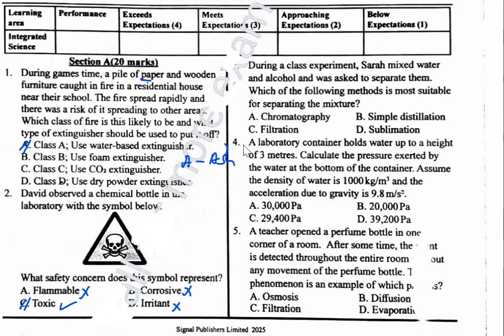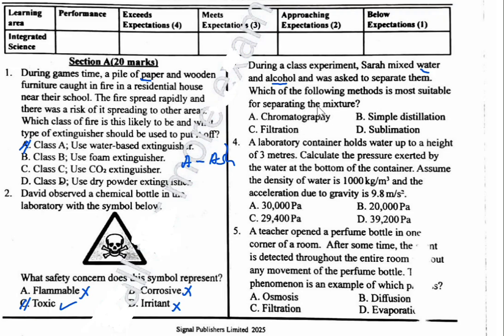We continue with question number 3. During a class experiment, Sarah mixed water and alcohol and was asked to separate them. Which of the following methods is most suitable for separating the mixture? A, chromatography. B, simple distillation. C, filtration. D, sublimation. So which one do you think is the correct answer?